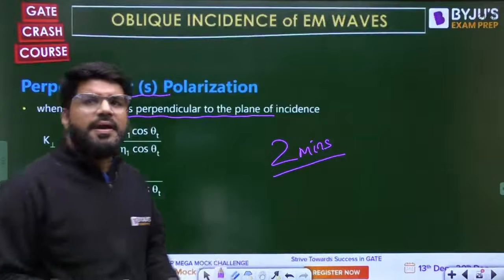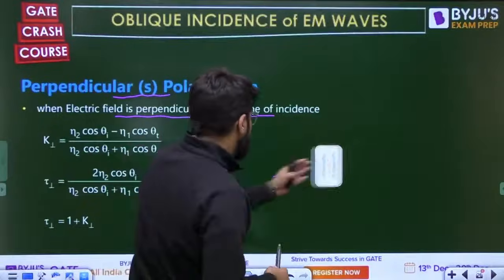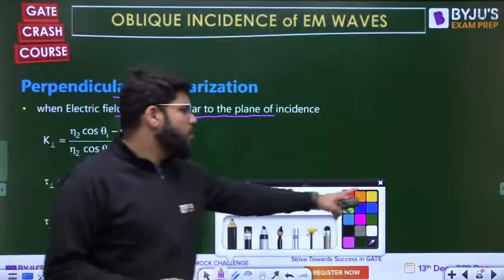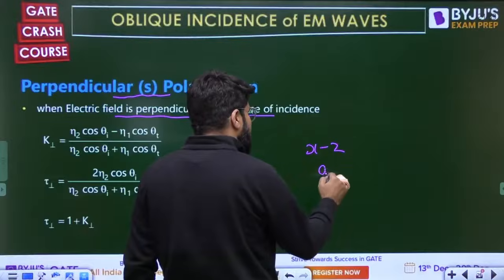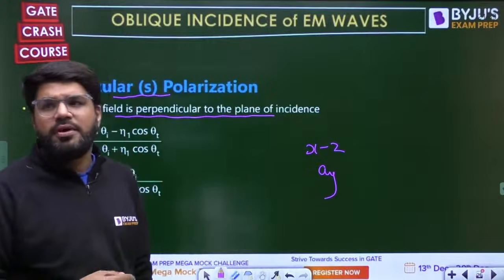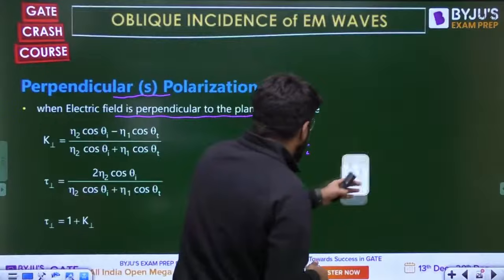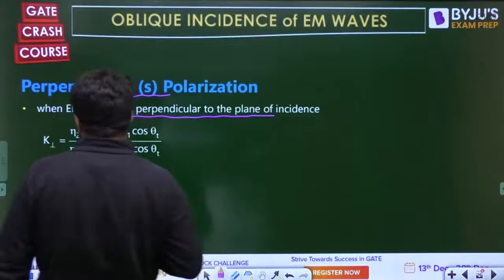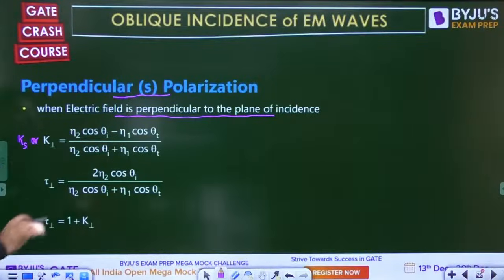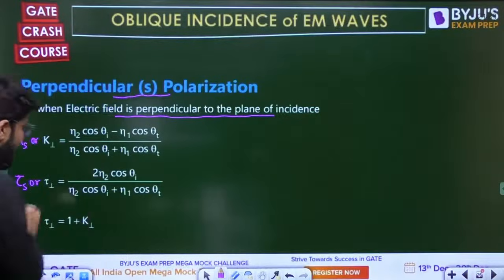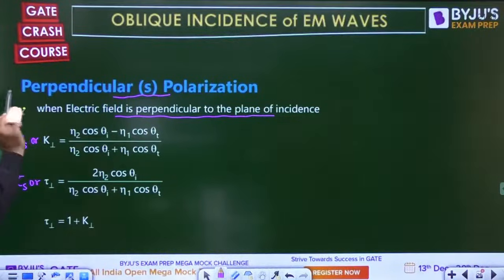Yes, guys. Let's come back. Okay. So, as I already told you, suppose plane of incidence is XZ as our example, but electric field is in the Y direction. Then it is perpendicular to the plane of incidence, known as the S polarization. And for that case, K, also known as Ks, is given by the formula eta 2 cos theta I minus eta 1 cos theta t divided by eta 2 cos theta I plus eta 1 cos theta t, and tau perpendicular or tau S is given by the formula 2 eta 2 cos theta I upon eta 2 cos theta I plus eta 1 cos theta t.